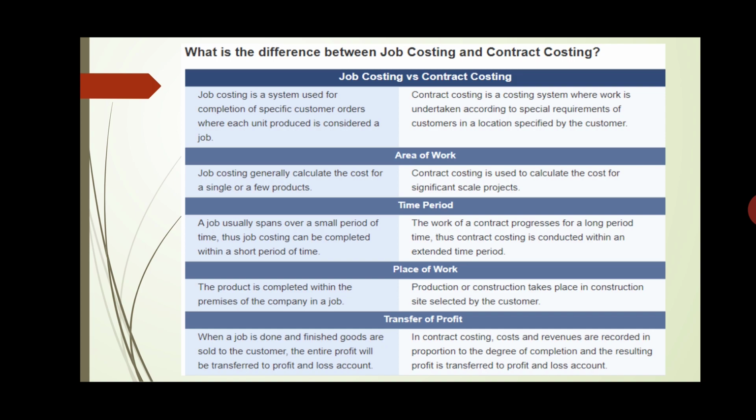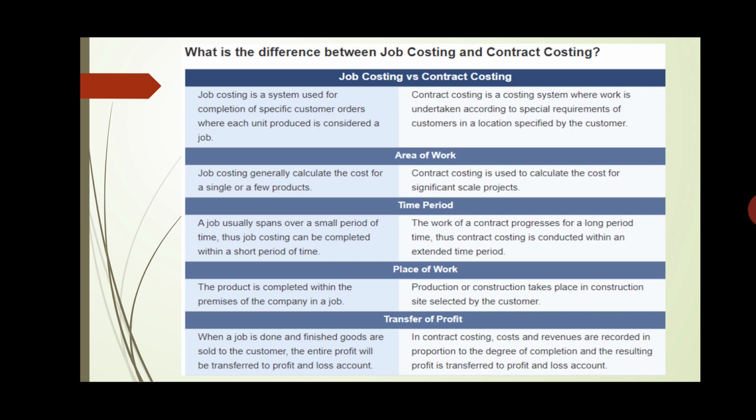Another basis of difference you can take is the time period. The number of jobs undertaken at a time is usually large as compared to the number of contracts, because contracts are generally much bigger in size. They consume a much more extended time period.